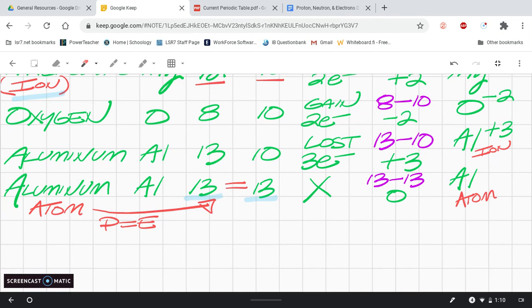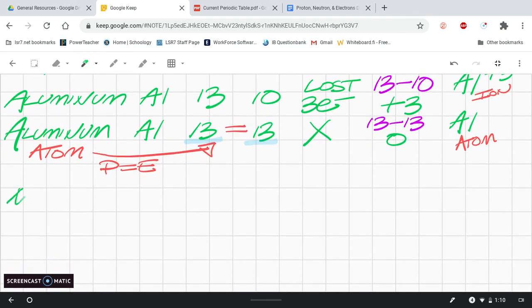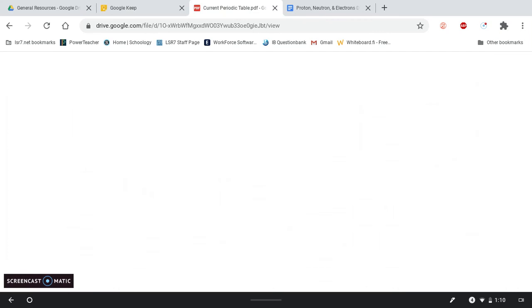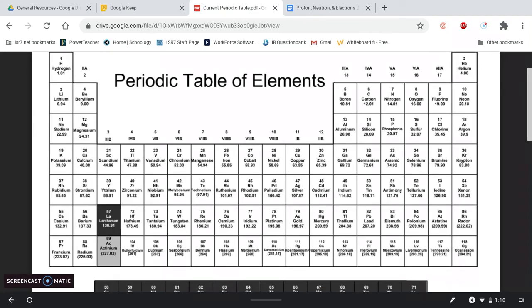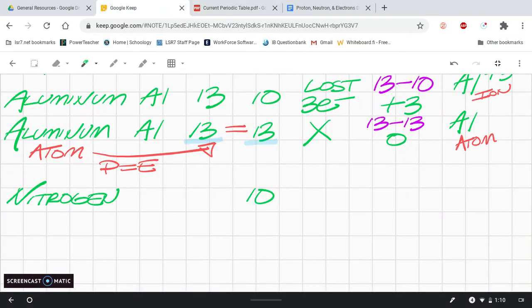All right, so last one real quick. Going to run through that one super fast. Going to slide this up. So that's going to be nitrogen. So the nitrogen, they told us it's a 10 for the electrons. We got to figure everything else out. So we go here. Nitrogen's right there, number 7. So I'm going to come back over here. The symbol is N. It's a 7.